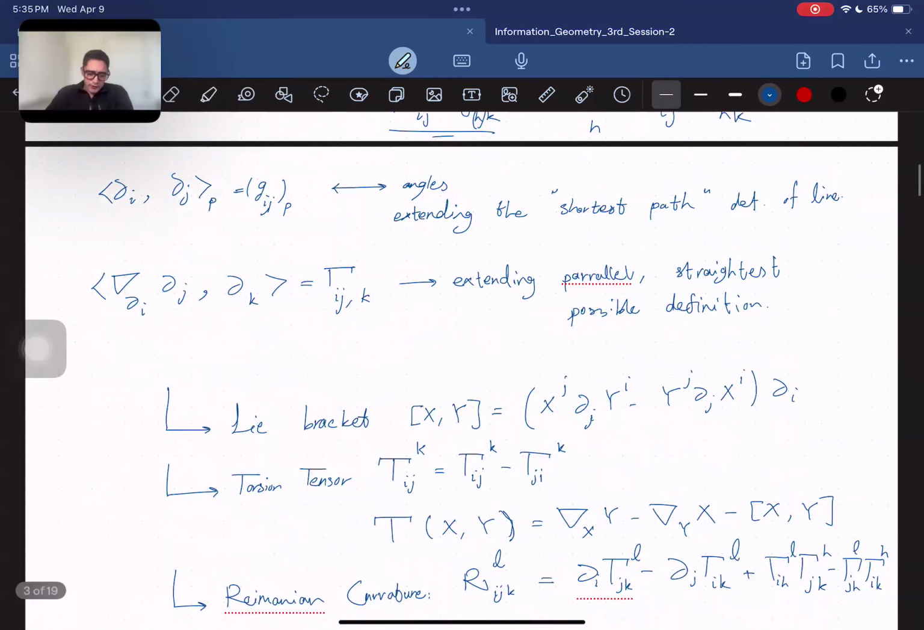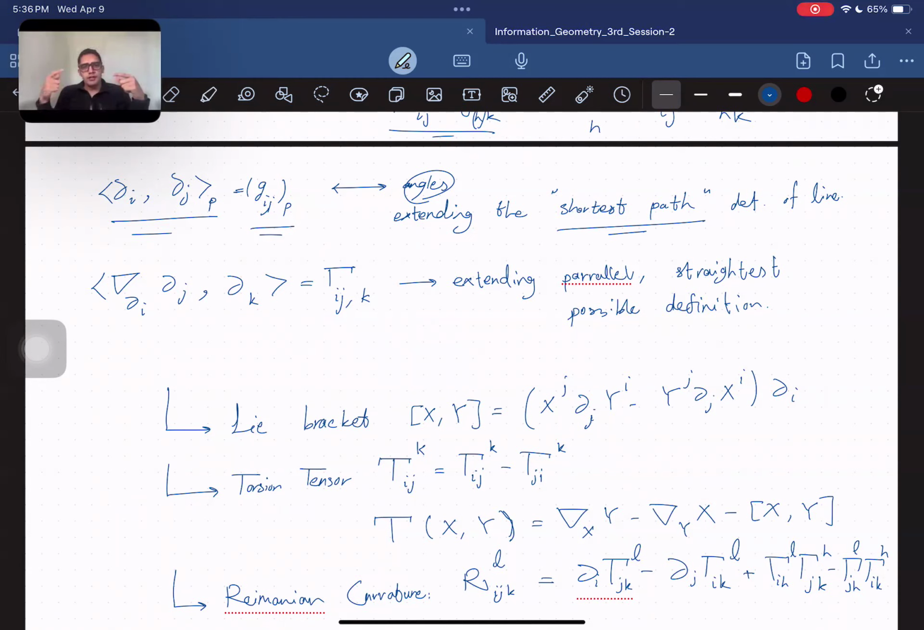Just as another recap, if we look at the Riemannian metric, which is defined by G sub ij, which is the inner product between two vectors, we could define angles which extend the shortest path, because now with the concept of angle, we can get the concept of metric on the whole Riemannian geometry.